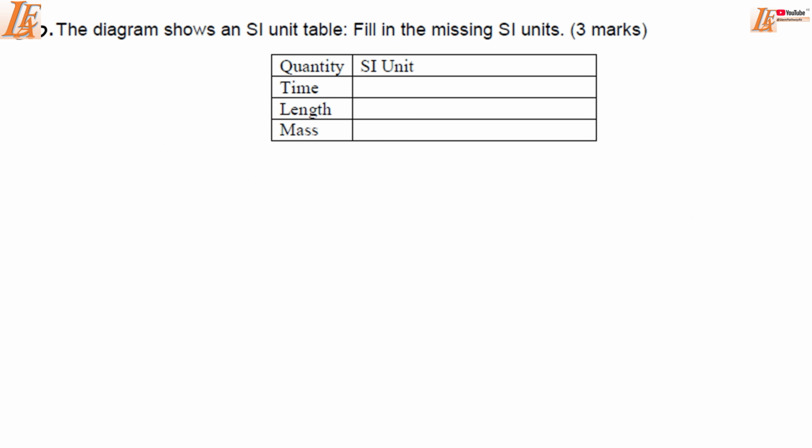Then the last question, that's 50. The diagram below shows the SI unit table. Fill in the missing SI unit. So in this case, we have this quantity and the SI unit. We have time, we have length, we have mass. The SI unit of time is second, and then the SI unit of length is meter. The SI unit of mass is kilogram.